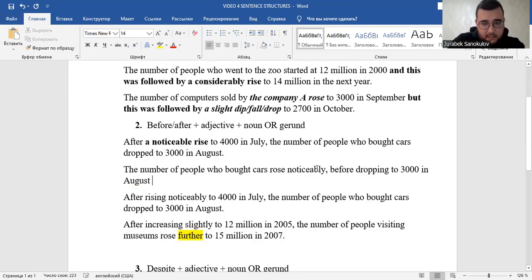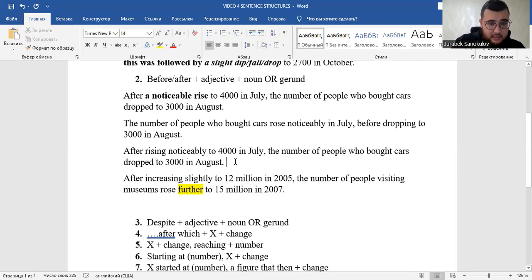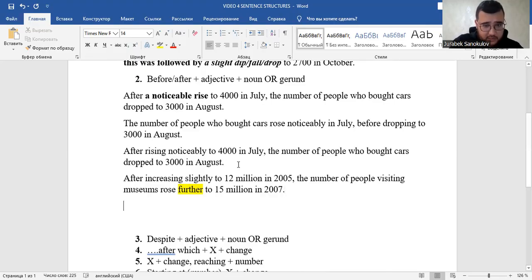So basically I didn't include in July. Yeah. The number of people who bought cars rose noticeably in July before dropping to 3,000 in August. That's how you will do it. Yeah, you need to understand the meanings of before and after to be able to use these sentence structures. So let's rephrase this one as well because this one is practically the same.